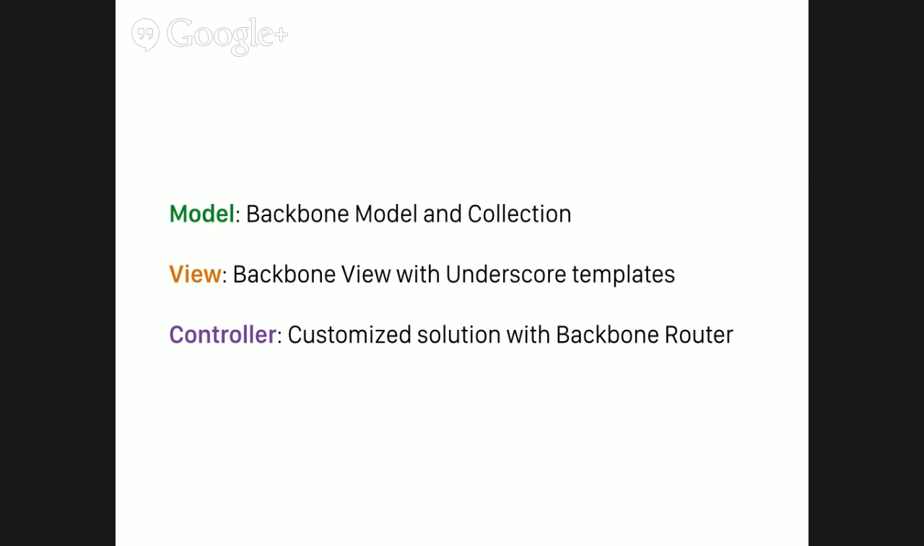This was our stack before we migrated. We have a really vanilla Backbone structure, so we're using everything Backbone: Backbone model and collection, Backbone view with Underscore templates, and for the router or controller, we use Backbone router and some customized solutions too, because we have a fairly large application, so we have a sub-router concept in our system. And we're not using anything beyond this.